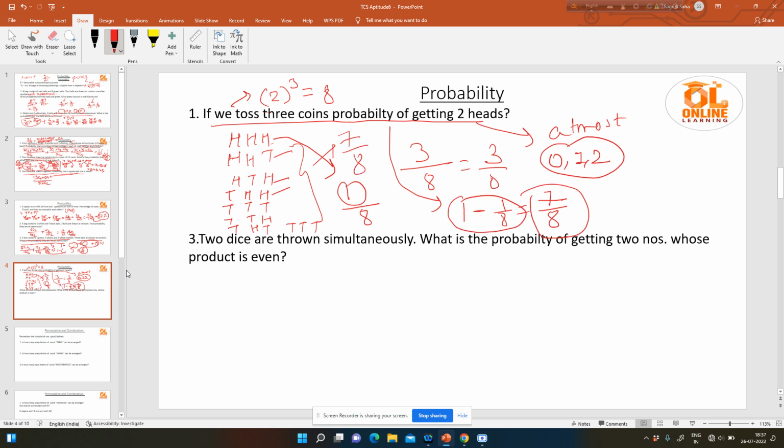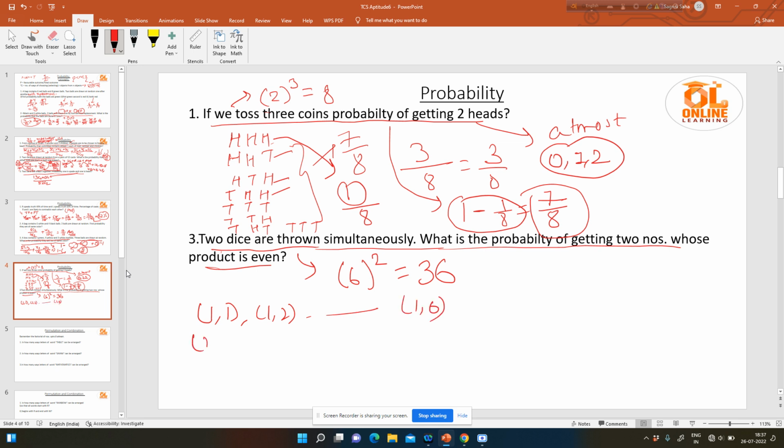Now, it is given two dice are thrown simultaneously. What is the probability of getting two numbers whose product is even? There are two dice, and in a single die the number of outcomes is 6 because 1, 2, 3, 4, 5, 6, and two dice. So how many will be the total outcomes? That would be 36. That would be like 1 comma 1, 1 comma 2, like this up to 1 comma 6, then 2 comma 1, 2 comma 2, like this up to 2 comma 6, then 6 comma 1, 6 comma 2, up to 6 comma 6.